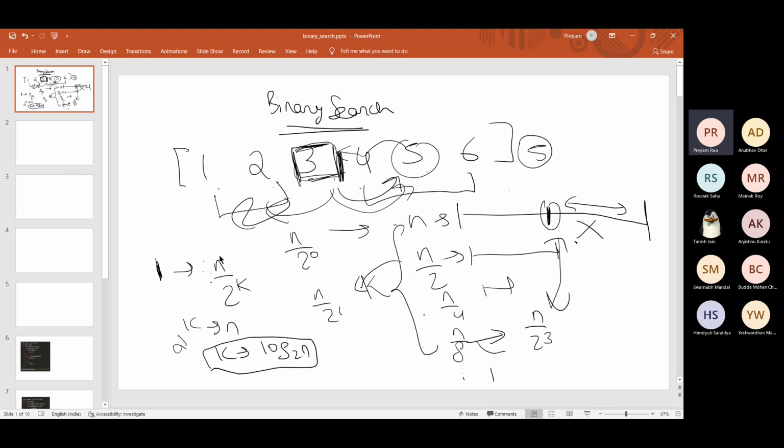So this searching algorithm works in log of n time, right? And this is the basic concept of binary search.